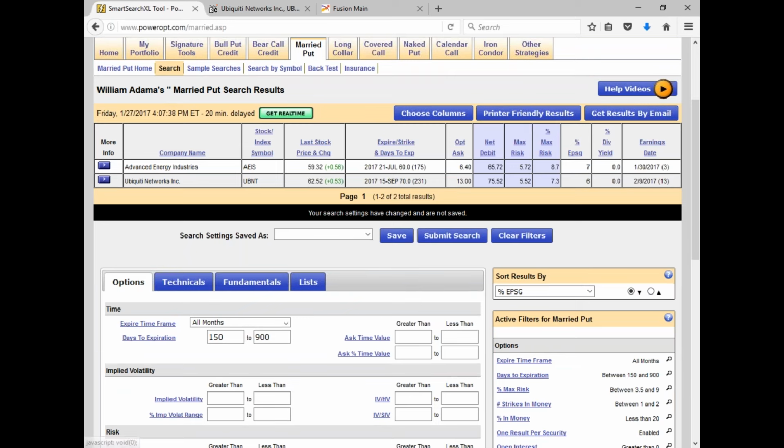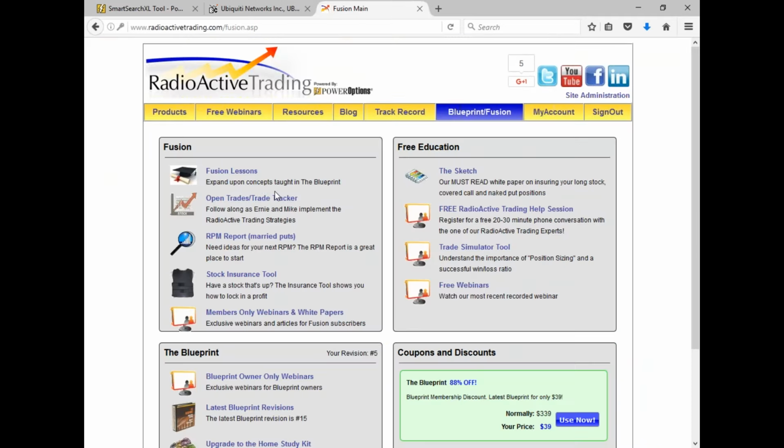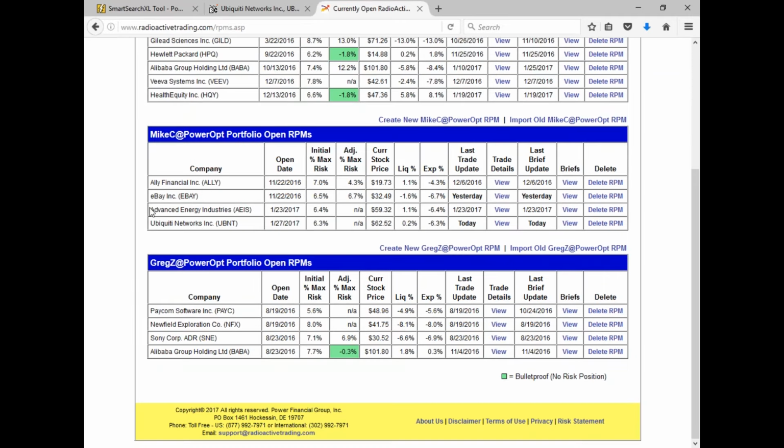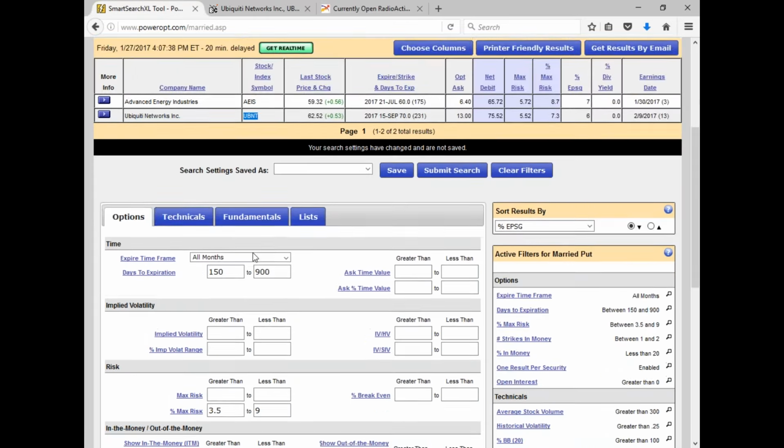Ironically, there's 2 in the default married put screen that have broken above the upper Bollinger Band. And by luck, but no, actually it's looking at the charts themselves. These 2 positions, AEIS and UBNT, that match the other radioactive trading criterion above the upper Bollinger Band are the same 2 that I opened this week. So there's AEIS, which I opened on Monday, and UBNT, which I opened today during the webinar. Okay, so that's the screen for the upper Bollinger Band there.